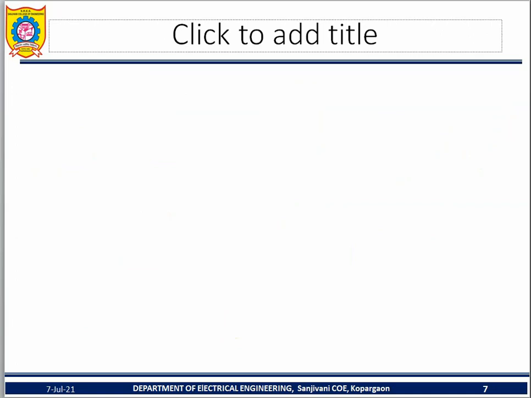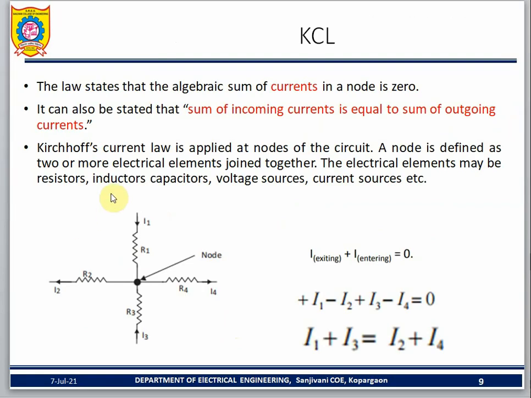So next one is Kirchhoff's law. Kirchhoff has two laws: one is the Kirchhoff current law, another is the Kirchhoff voltage law. What is the Kirchhoff current law? Very simple. Summation of the I is equal to 0.